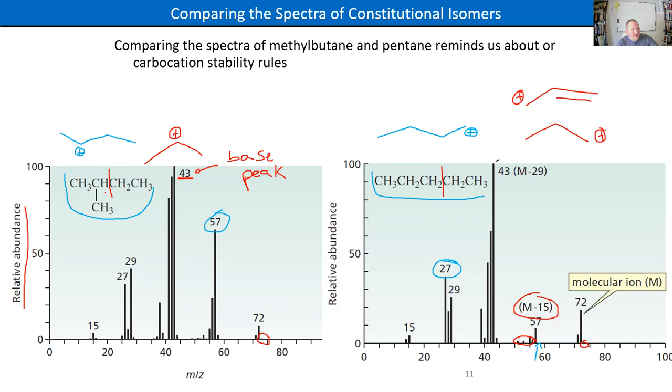There are reasons why the methyl group loss is bigger. It's a lot more common to lose a methyl group in terms of the methylbutane relative to the pentane, but losing an ethyl group is pretty common for both of them. And so that's what our base peak is. They're the same base peak for each of these, and it's the same molecular ion size for both of them, because they both have the same molecular weight before they're ionized.